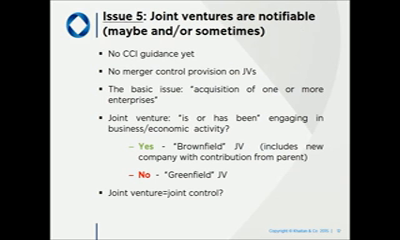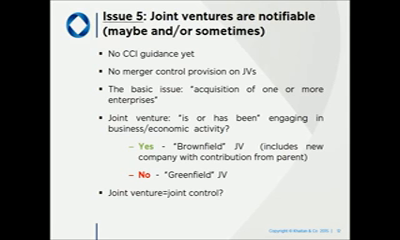Now, issue number 5 about what you need to know on the Indian merger control regime is that joint ventures are notifiable, and then we put in parentheses maybe or sometimes. And the reason we do that is that there's no definitive CCI guidance on this issue. And it's important to understand that the merger control provisions of the Competition Act do not specifically contemplate joint ventures. How you get to the potential notifiability of joint ventures is that phrase we talked about in the previous slide, acquisition of one or more enterprises.